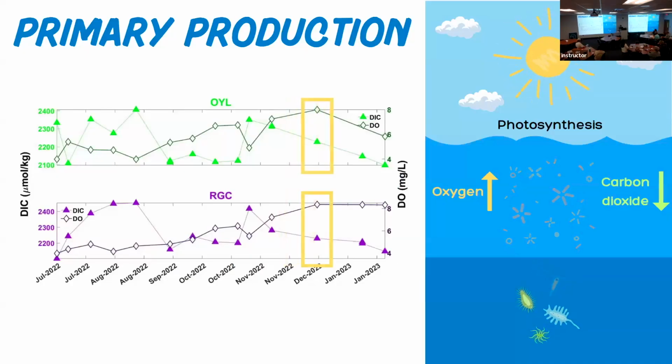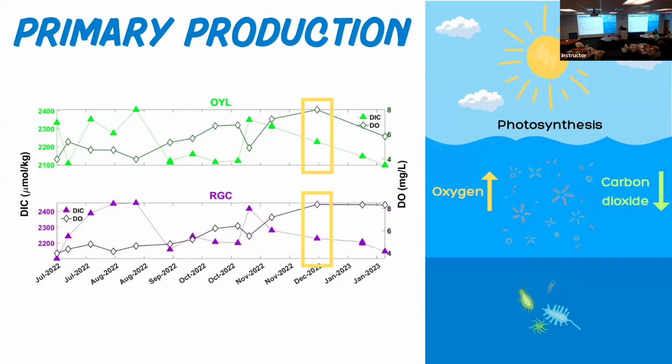So now looking at some of the data that we got out. This is data from Oyster Landing and Rum Gully Creek that our volunteers collected for us. One of the parameters we analyzed was dissolved inorganic carbon. This is a time series with dissolved inorganic carbon on the y-axis on the left, and dissolved oxygen on the right, collected over the full span of sampling from July to January. Dissolved inorganic carbon is shown with closed triangles and dissolved oxygen with open diamonds.